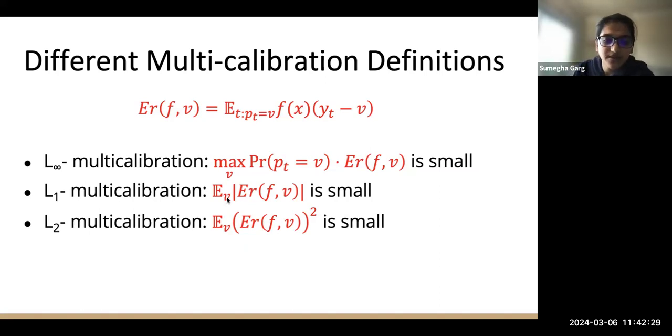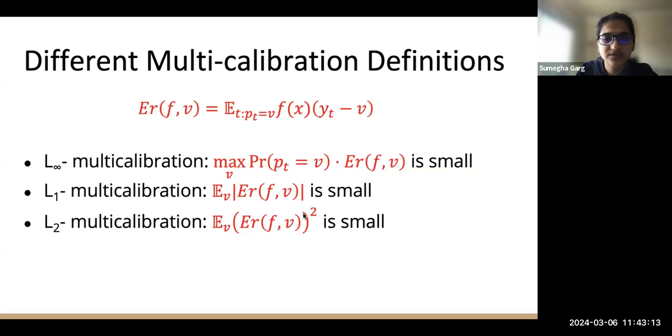Basically, L infinity, L1, L2 multi-calibration error. So let's see how these multi-calibration errors are connected. In L infinity multi-calibration, you're looking at the worst score group, where you receive the maximum error for this function f. And in L1, you are summing them up. So L1 multi-calibration error is always greater than or equal to L infinity multi-calibration error. And L1 is also always greater than or equal to L2, but you can have some relation in the reverse direction also by losing some factors.